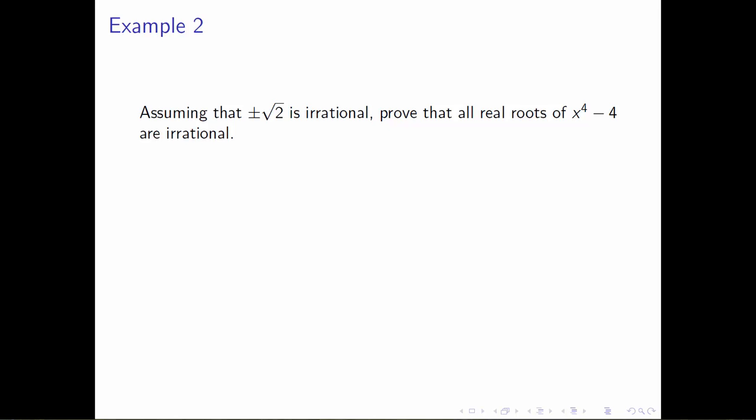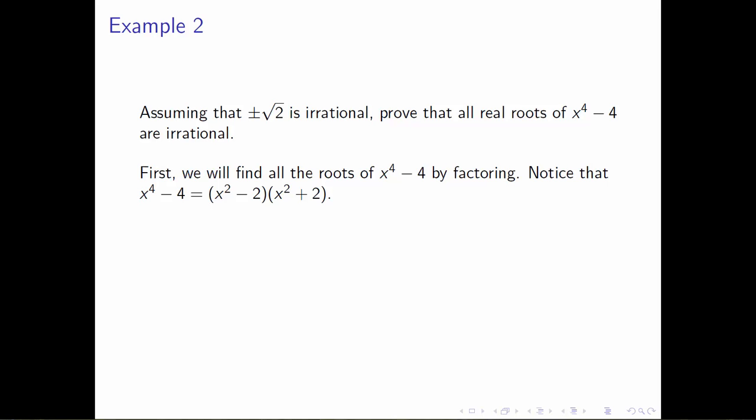Let's use as an assumption that plus or minus the square root of 2 is an irrational number. This is something we actually will prove later on in the class, but for now, let's use it as an assumption. Plus or minus the square root of 2 is irrational. And from that assumption, let's prove that all real roots of the polynomial x to the fourth minus 4 are irrational. So let's walk through the proof of this together. And the proof will really just be a very formal explanation of our reasoning.